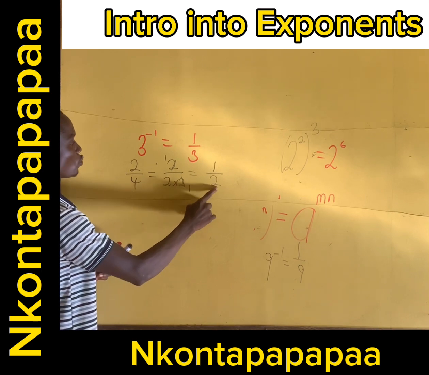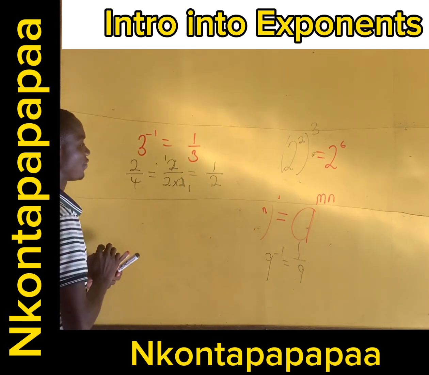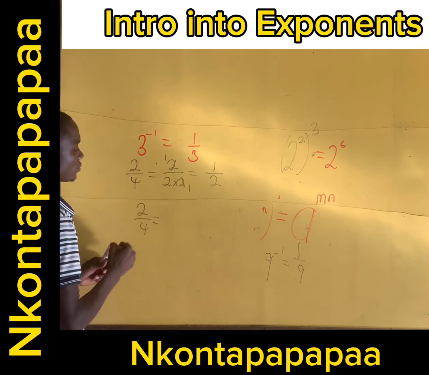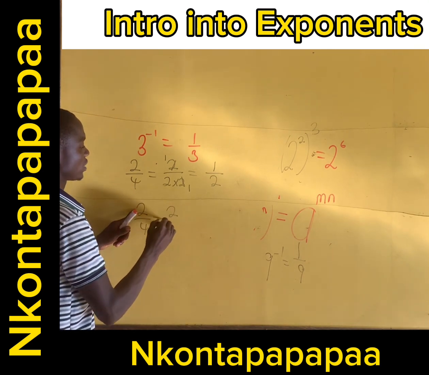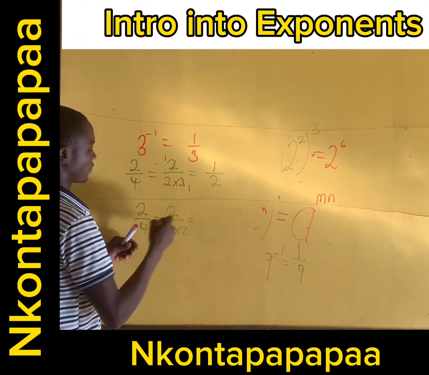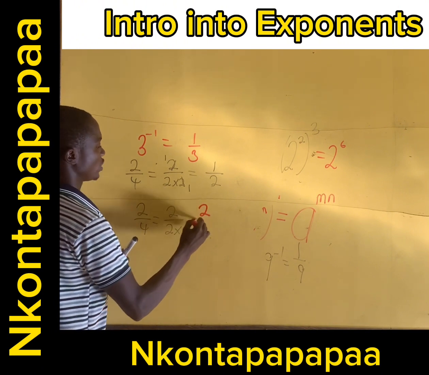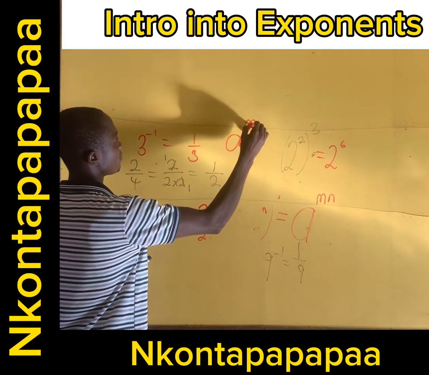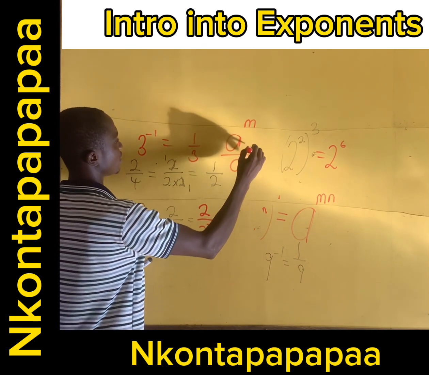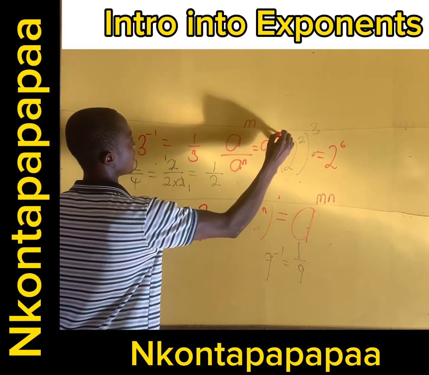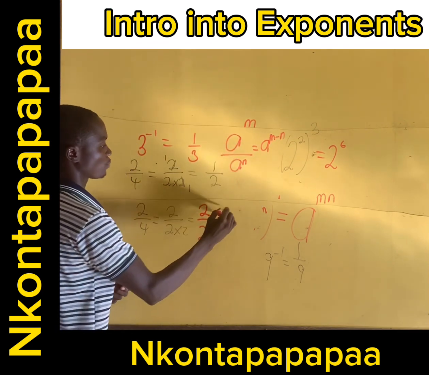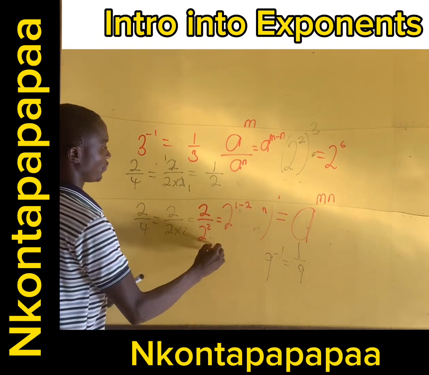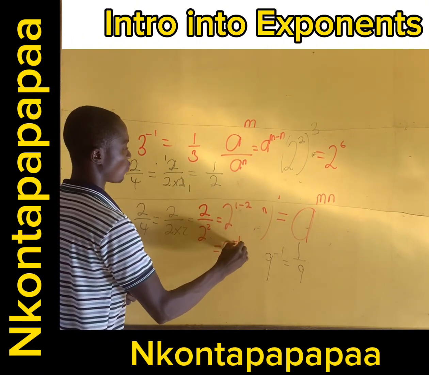Because 2 times 1 is 2, and 1, we have it. Now, if I take 2 divided by 4, this is 2 divided by 2 times 2, which is eventually 2 divided by 2 squared. Now, if you have a power n divided by a power n, we said that you take n from m. So here we have 2 power 1. Then you subtract 2. So this will eventually become 2 power negative 1.